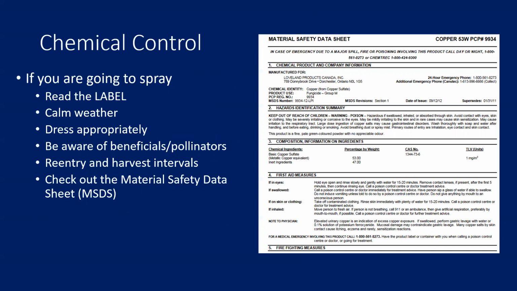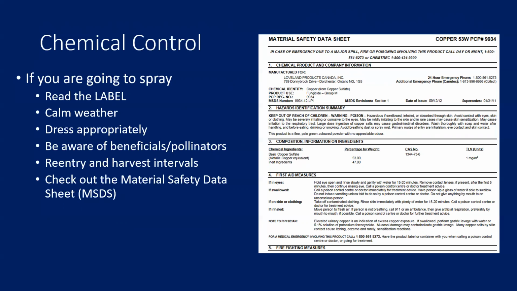Another thing to think about if you're going to spray is to make sure and read the label. For instance, if someone asks me a question about chemicals, I have to tell them exactly what the label says, otherwise it is against the law. Make sure and spray on a calm weather day so that you're not getting any drift, and make sure and dress appropriately, for instance, gloves, boots, or at least closed-toed shoes. Be aware of beneficials and pollinators. Even though this is not an insecticide, it's still a chemical that could affect beneficials, pollinators, fish, anything in the area. So be sure to read the label on that.